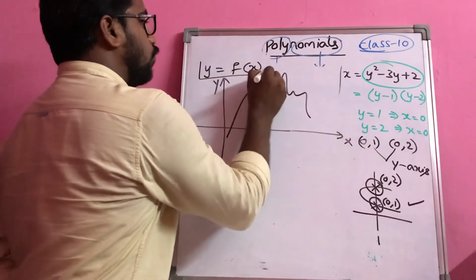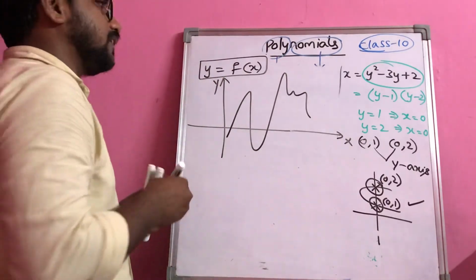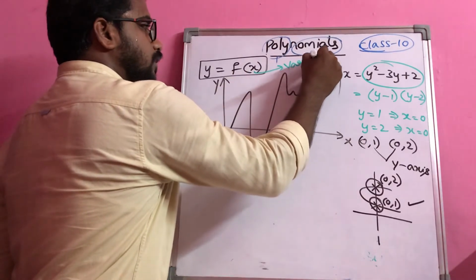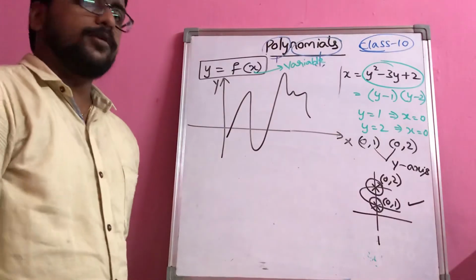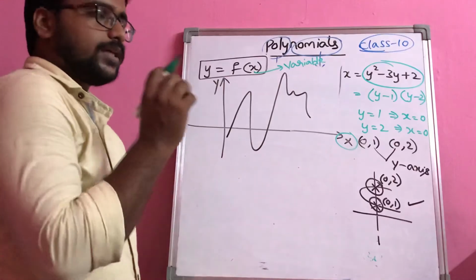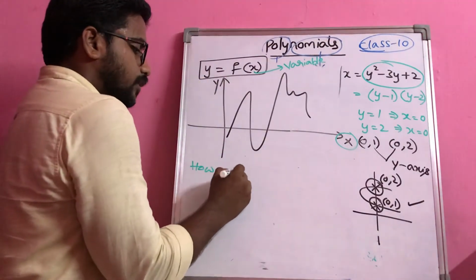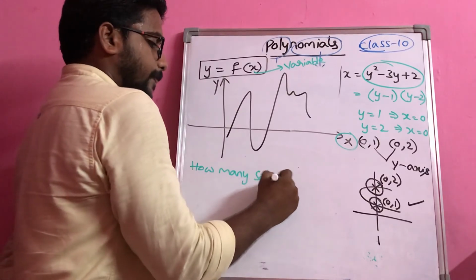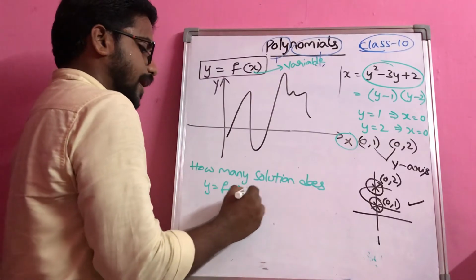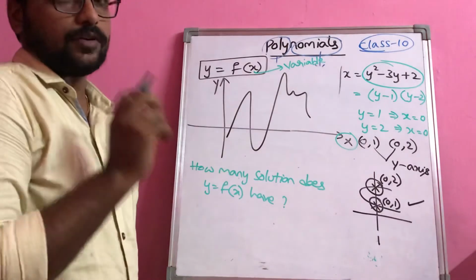They had given y is equal to f of x. So this is giving you the information that x is my required variable. So x is my required variable means you have to always think from the x-axis point of view. Now, the question they will ask you is, how many solutions does y is equal to f of x have?